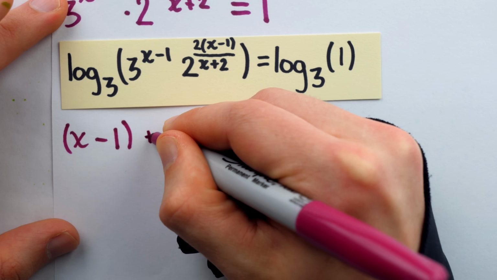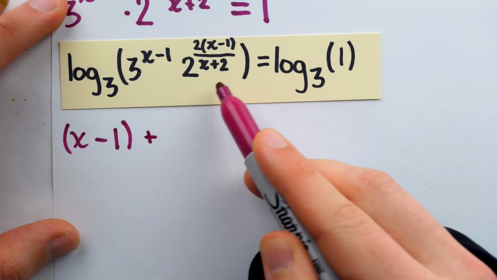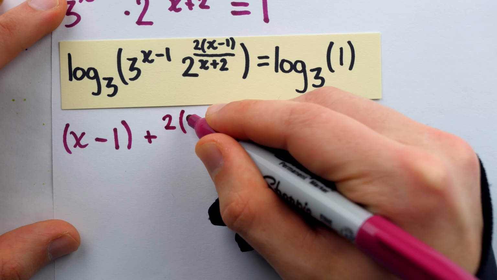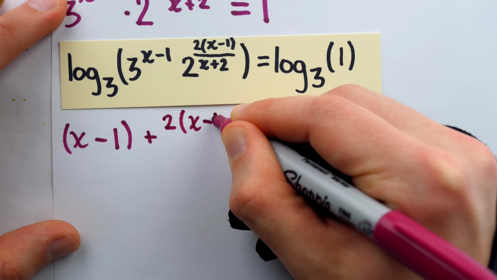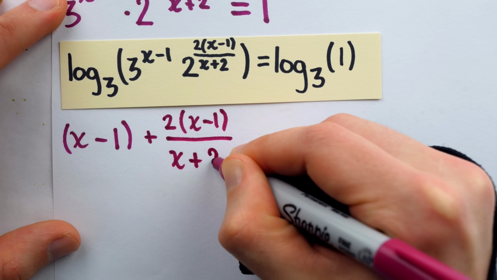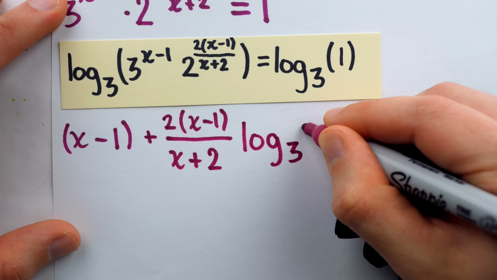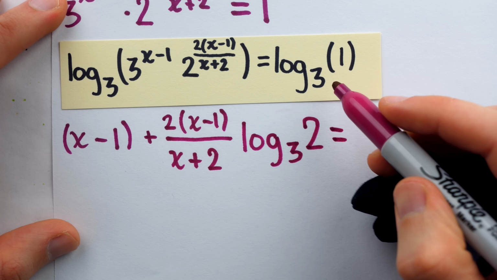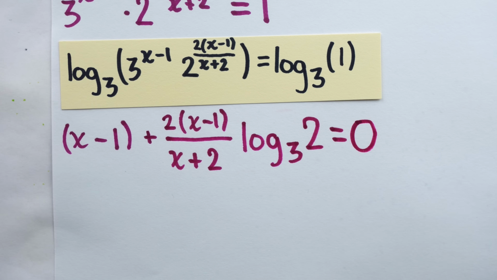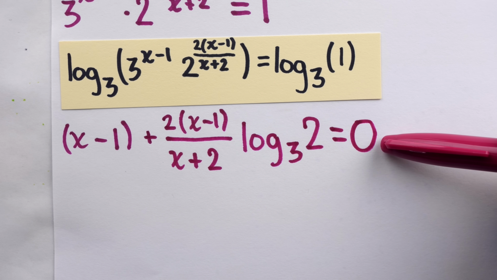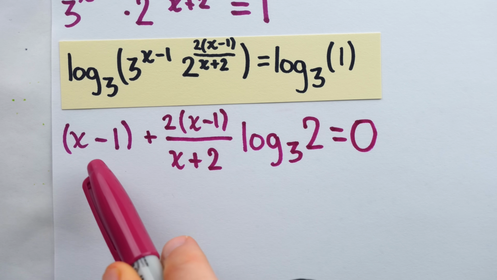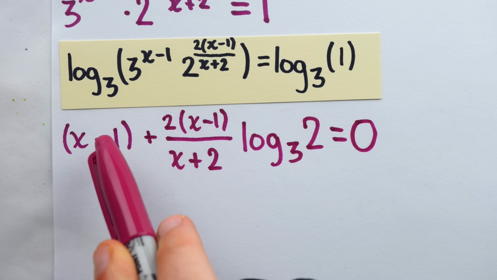Then we'll have to add log base 3 of this factor, and by our log properties, we can pull that exponent out as a factor. So in front, as a factor, we'll have the exponent 2 times x minus 1 over x plus 2. And on the right, 3 to what power produces 1? Of course, it's 0. Having 0 on this side is really useful because it allows us to use the zero product property if only we can factor this side of the equation.